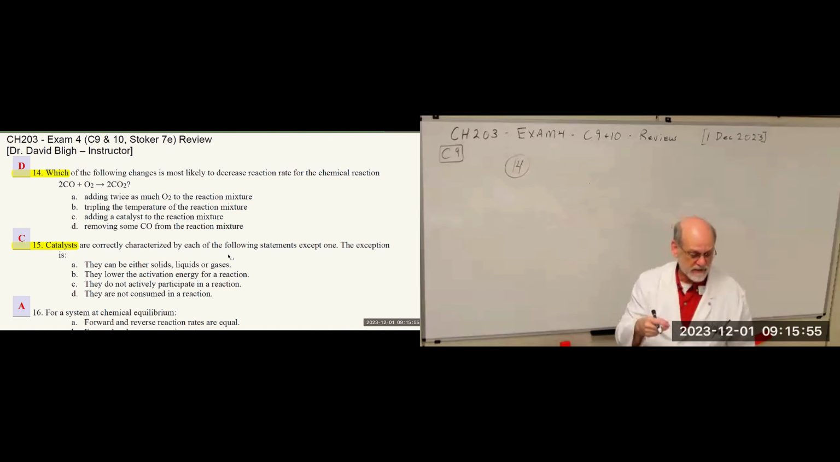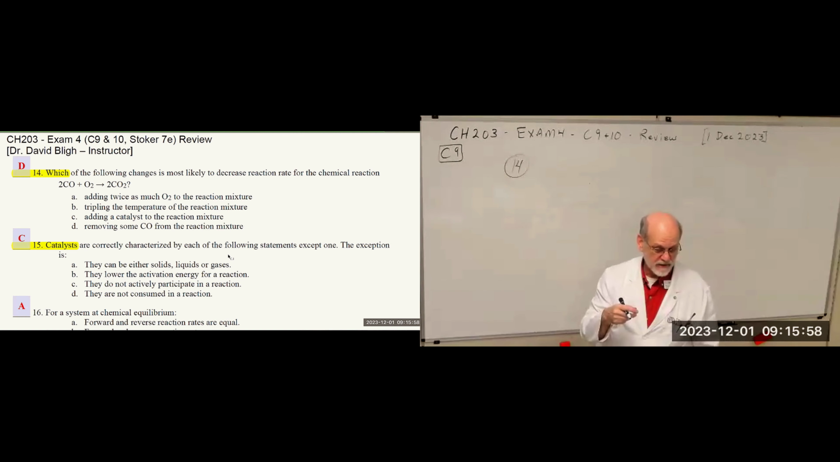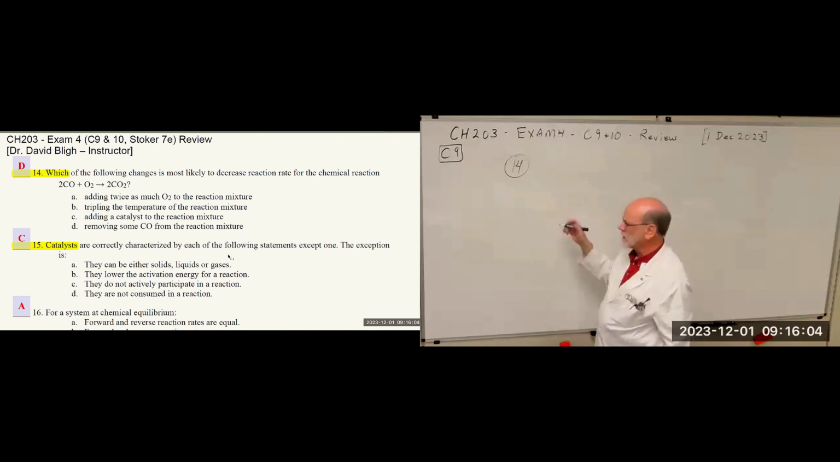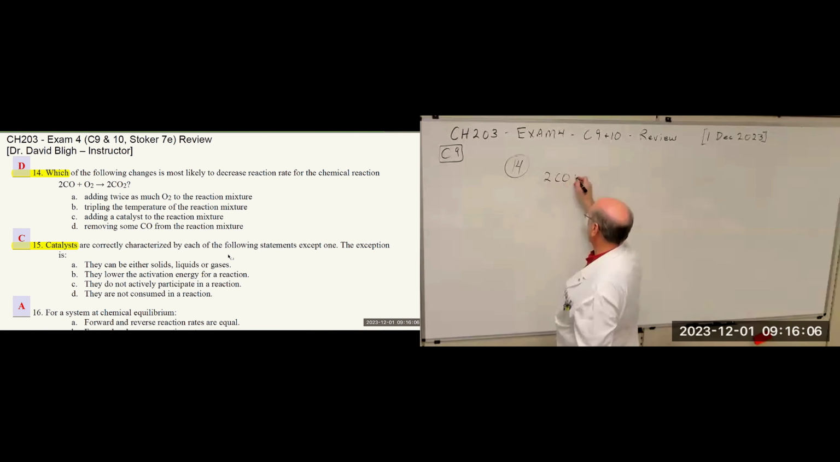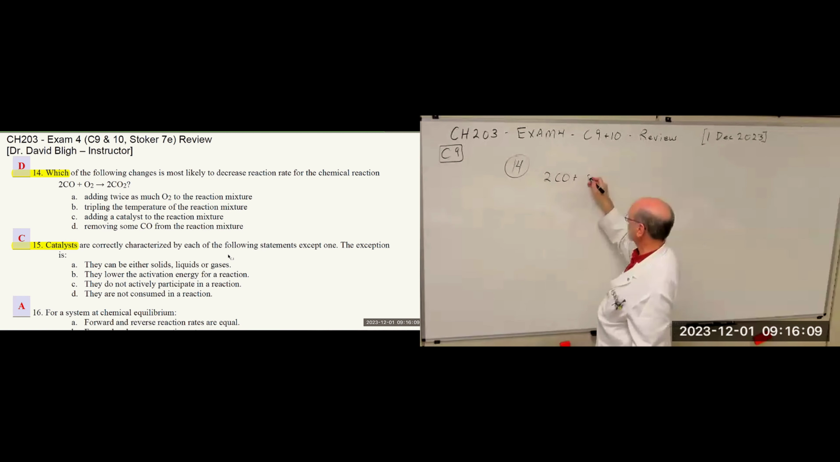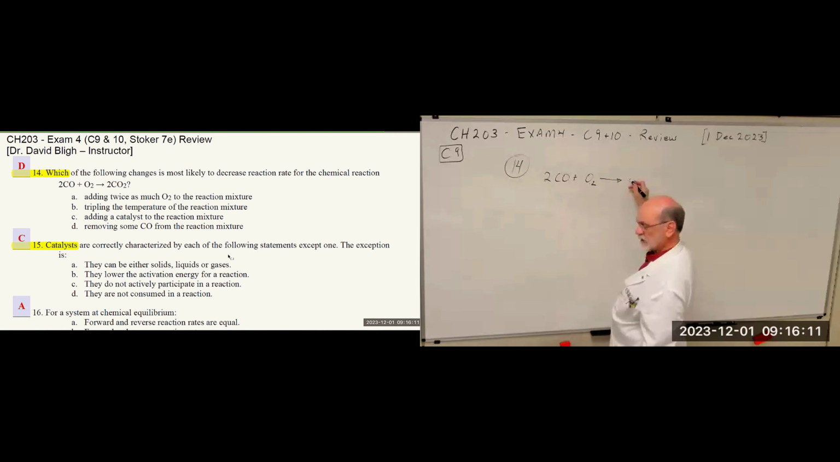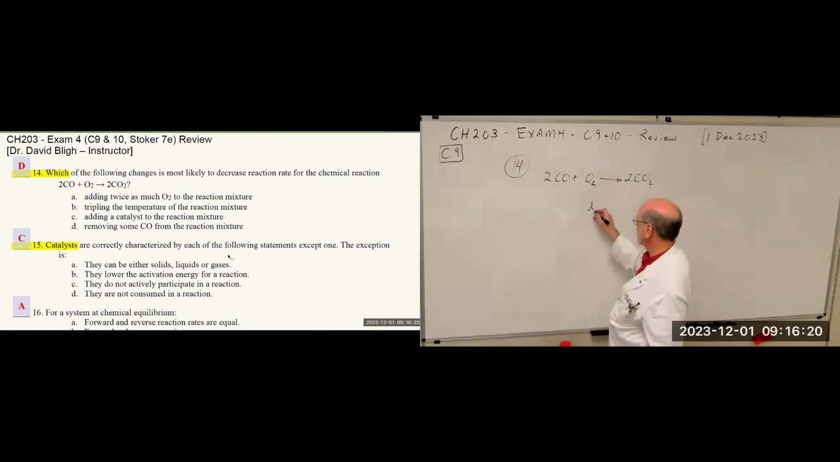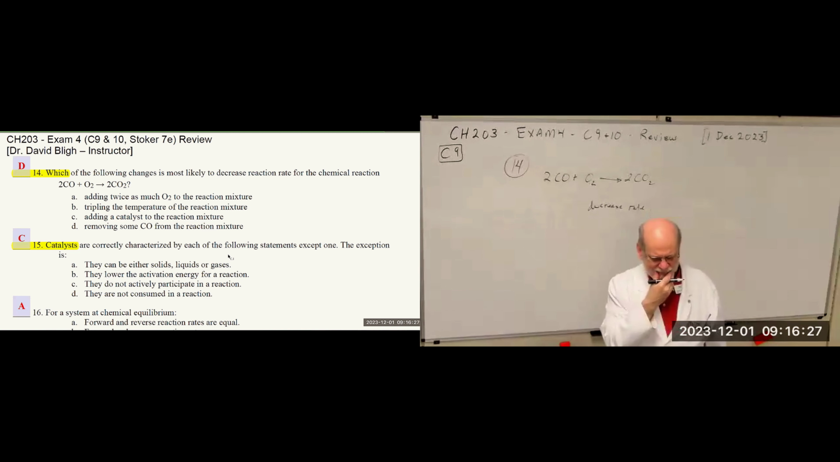Which of the following changes is most likely to decrease reaction rate for the chemical reaction? Okay. We've got 2 carbon monoxides plus oxygen yields carbon dioxide. Yeah, 2 CO2s. Okay. Decrease the reaction rate. We want to decrease the rate of the reaction.